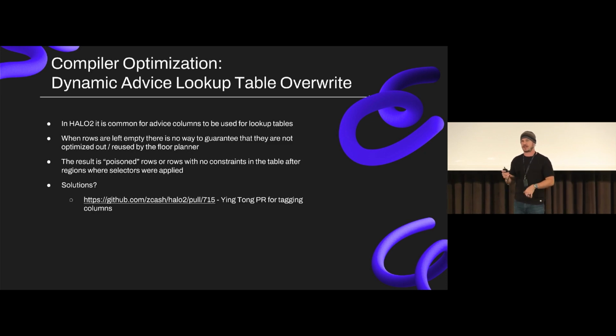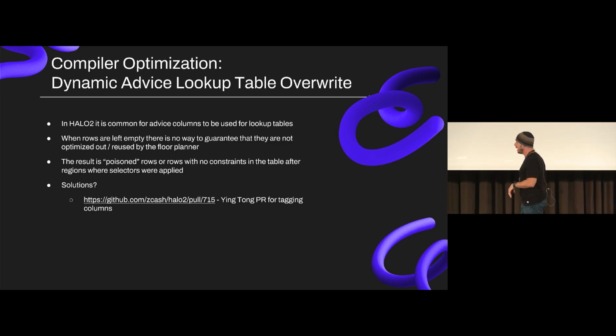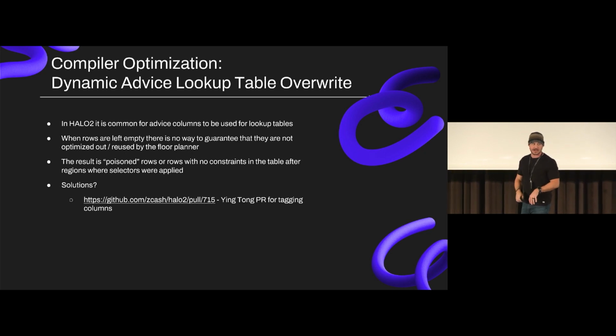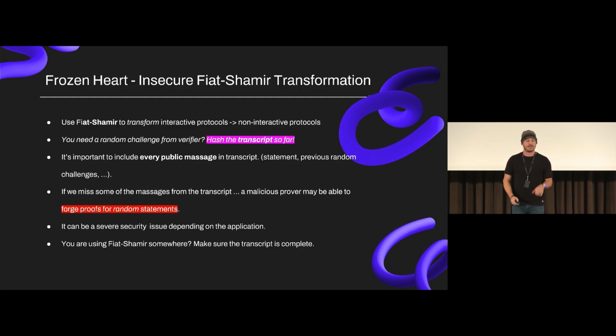In this particular case, the floor planner, which is something that Halo 2 uses to optimize and reposition circuits physically after you're done actually writing the constraints, will optimize out these things. And so you need to tag these rows where you actually have empty columns. And I am completely out of time.